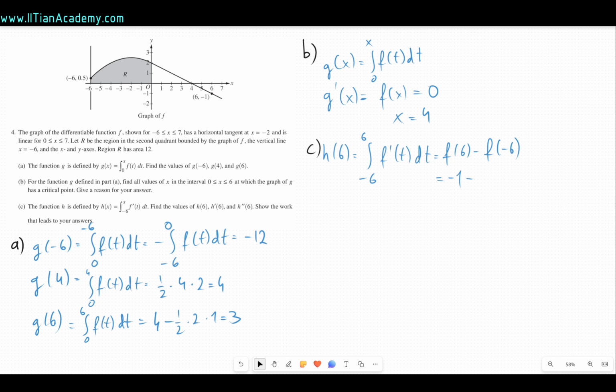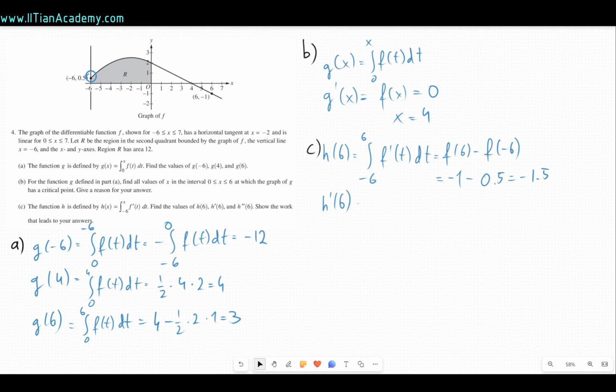And minus f of minus 6, at minus 6, the function is minus 0.5. Therefore, this will be minus 0.5. Here we can see at minus 6, f is 0.5, so minus 0.5 will give us minus 1.5. And the second question is h prime of 6.